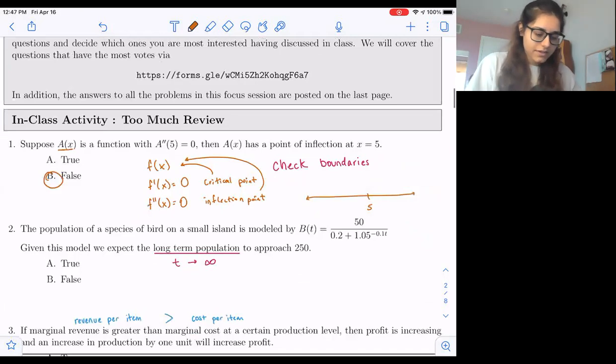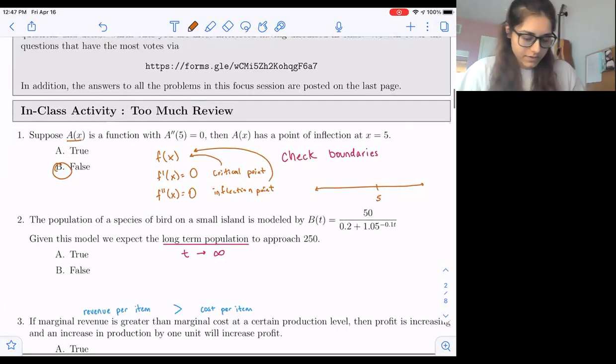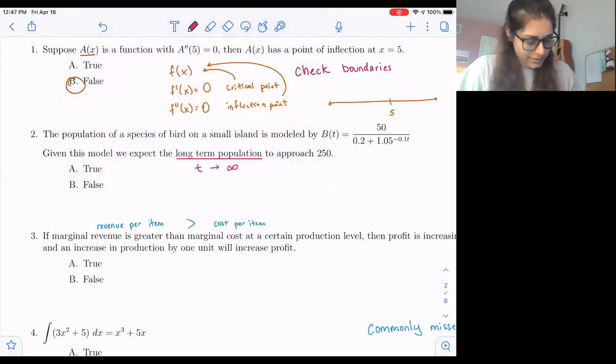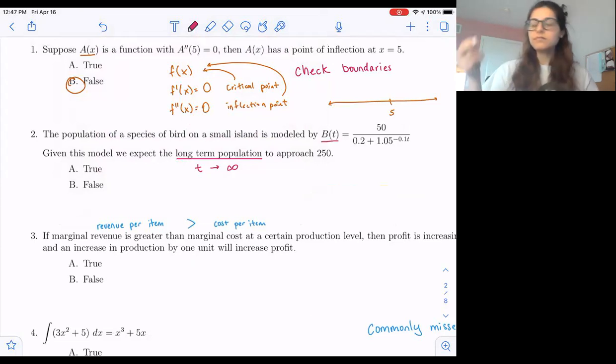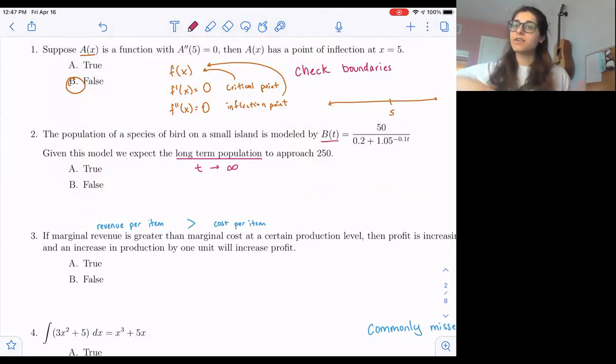Number 2, the population of a species of bird on a small island is modeled by b of t equals that. Given this model, we expect the long-term population to approach 250. All right, so this we have to realize is a limit. This is more like the beginning of the semester. Long-term population. The population is modeled by b of t. Long-term, you think t is going to infinity. Long-term, when t is increasing, right? Our time t, years, whatever, going on and on and on.